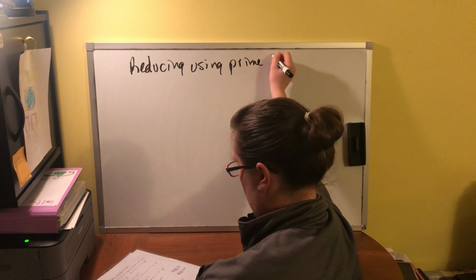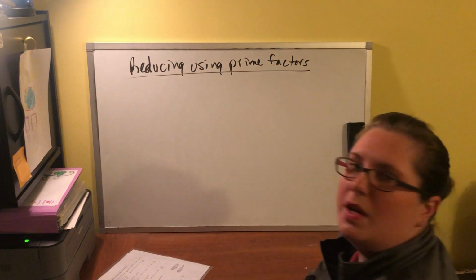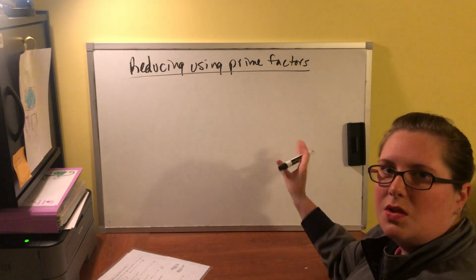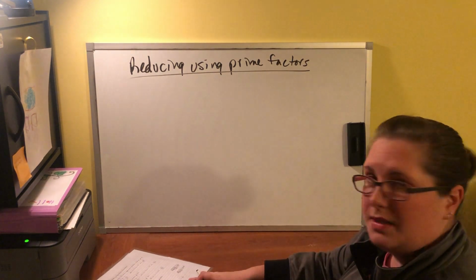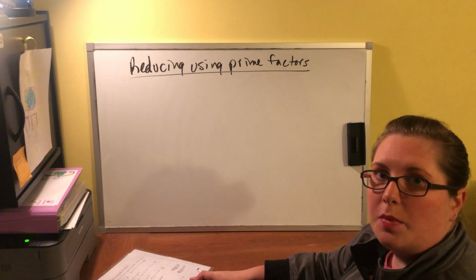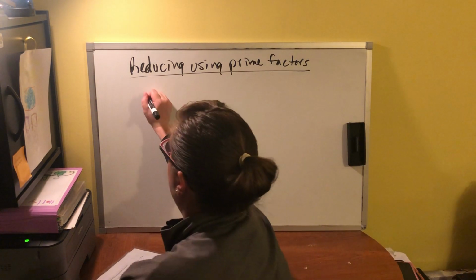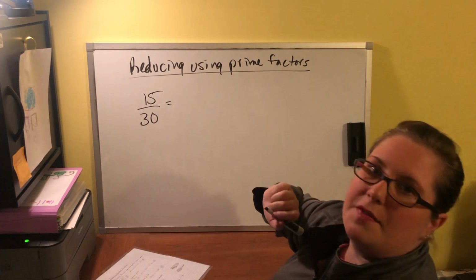using prime factors. So this is another way to reduce fractions. I typically don't do this a whole lot. I use the other method, but whatever works for you is fine by me. You're not tested on this, but I do want to show you one problem in case you see it in the book. Okay, so let's say they want us to reduce 15 over 30, and they want us to use prime factors to do that.